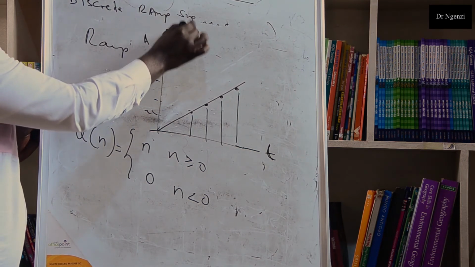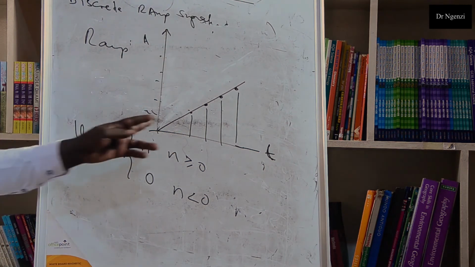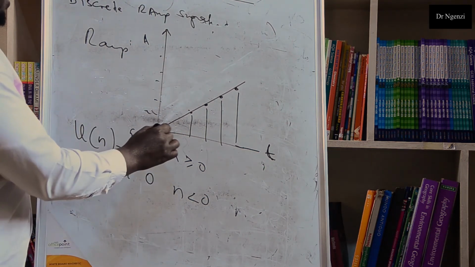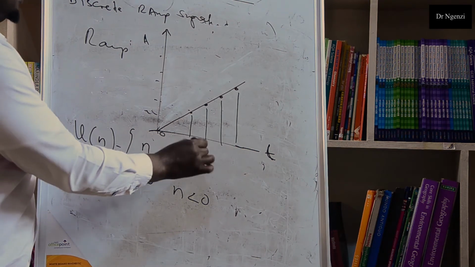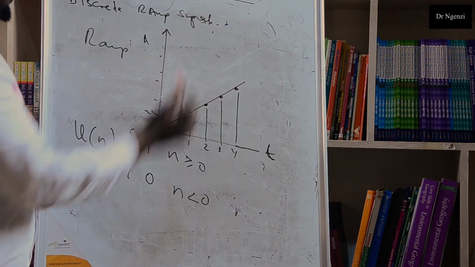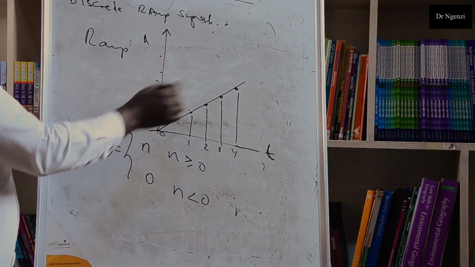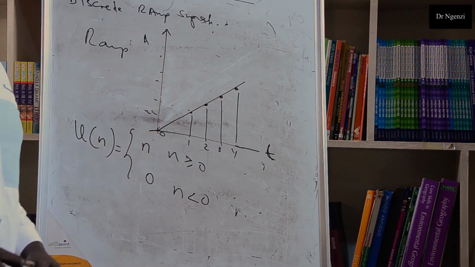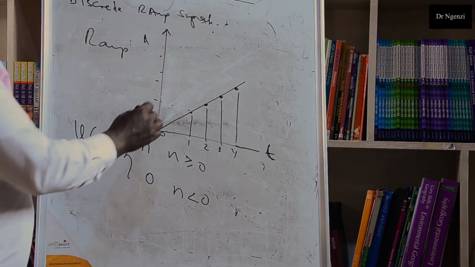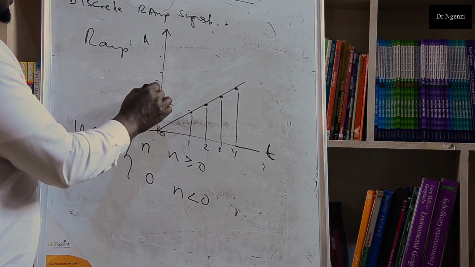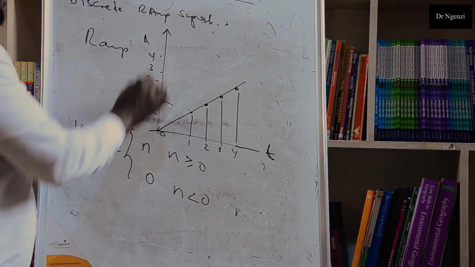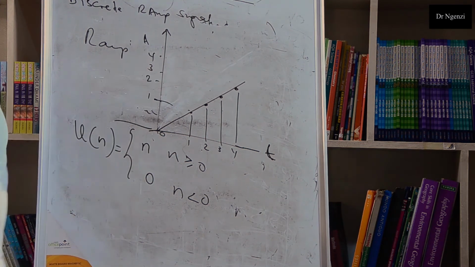Ramp signal. So it can be presented this way. Here can be numbers from 0, 1, 2, 3, 4, like that, any value, and here can be presented in a different way. Here can be unit, can be 1, 2, 3, 4, like that. So here also can be the same.